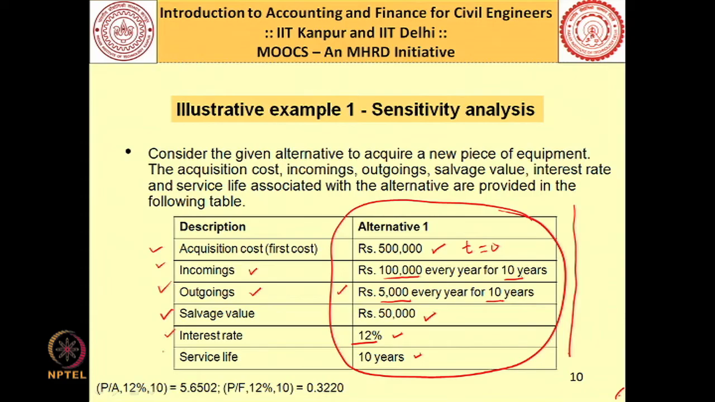Will you select this alternative? Will you not select this alternative? First, we would like to go ahead with that decision. For that, as I told you during the lecture, we can find that answer either using present worth method or future worth method or any other method that we have studied so far.